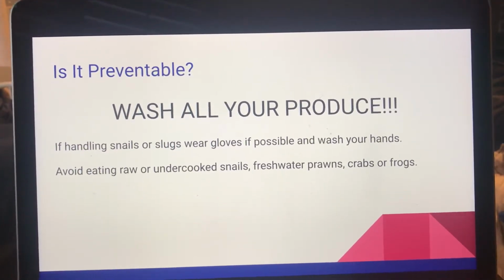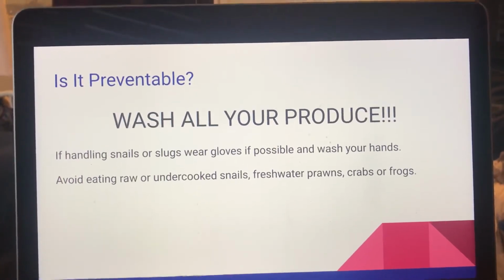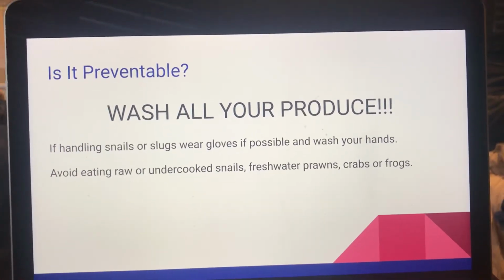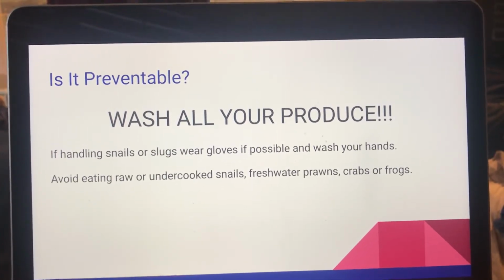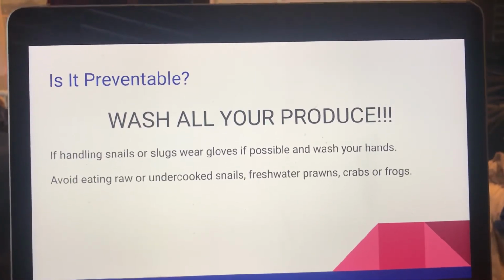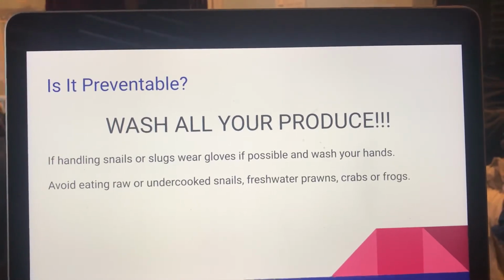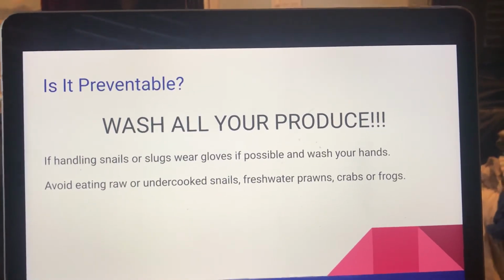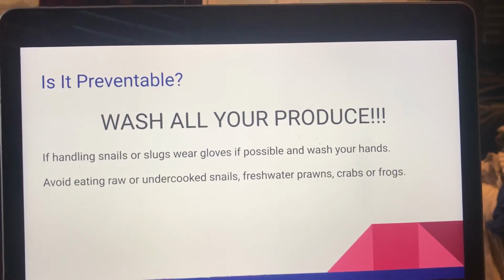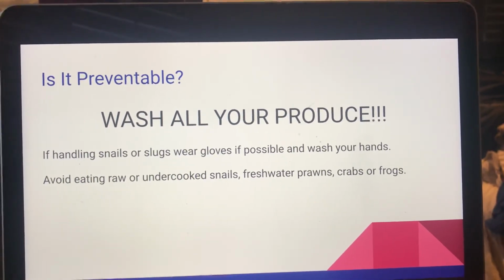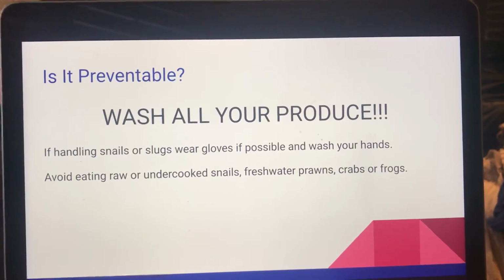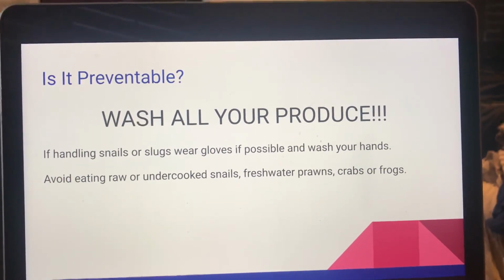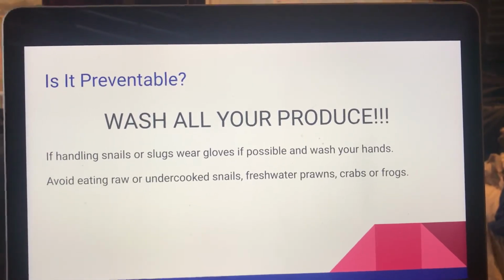And especially when you're out in the yard gardening, or someone who's out gardening, get them to possibly wear gloves and to always wash their hands before coming back in the house and touching other things that other people can touch. You never know, the smallest thing could actually end up giving you exposure. And avoid eating raw or undercooked snails, freshwater prawns, crabs, or frogs. Things that might be able to carry this parasite. I know it's hard to believe, but you just have to be careful nowadays.